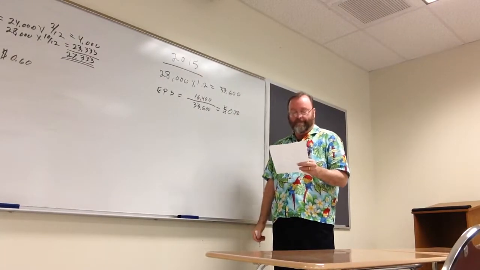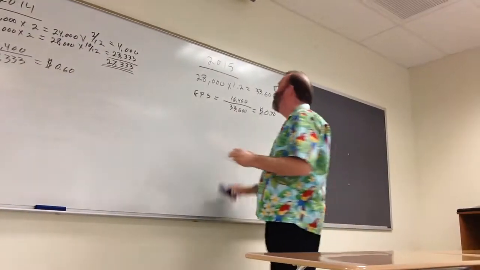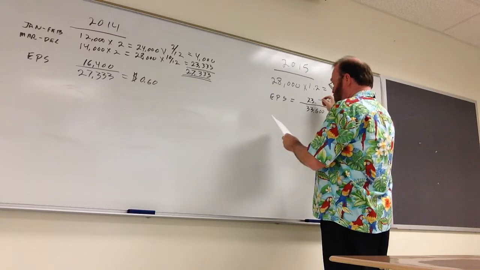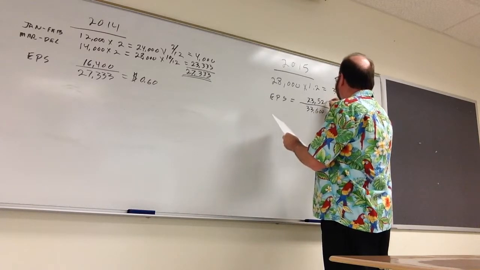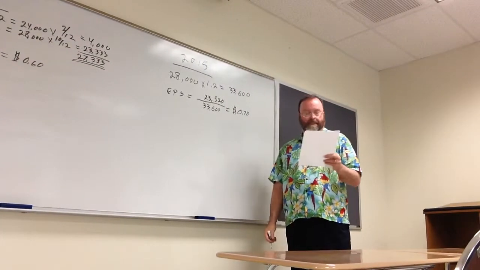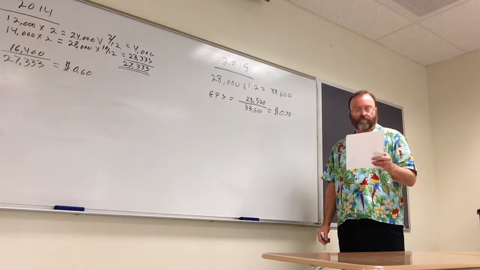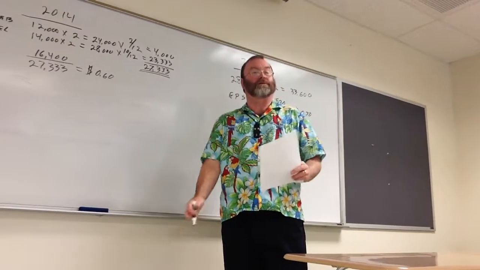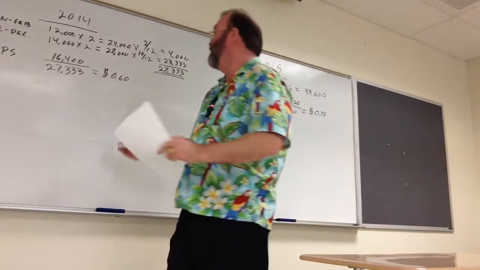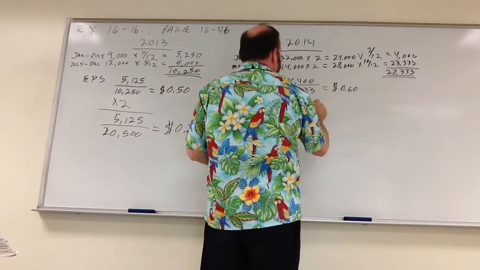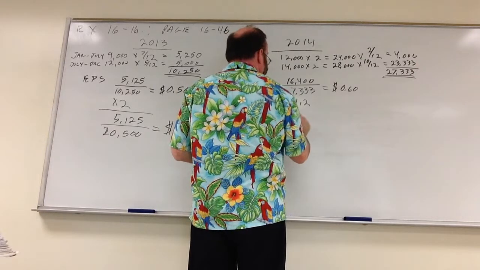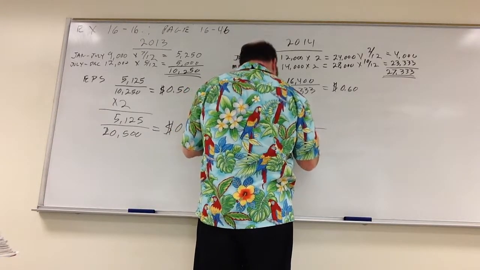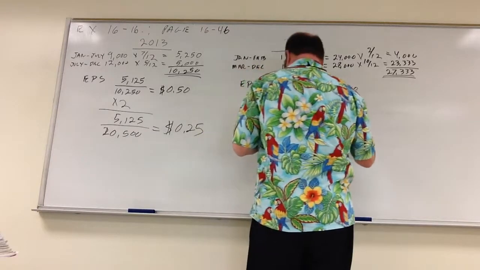No, because the only thing that occurred was the stock dividend. 23,520. All right. But what about the previous years? We have to multiply this by 1.2, and that's going to give us 16,400 divided now by 32,800, or 50 cents.